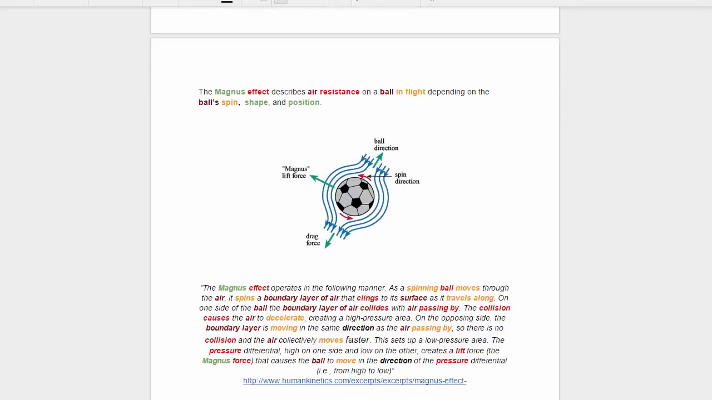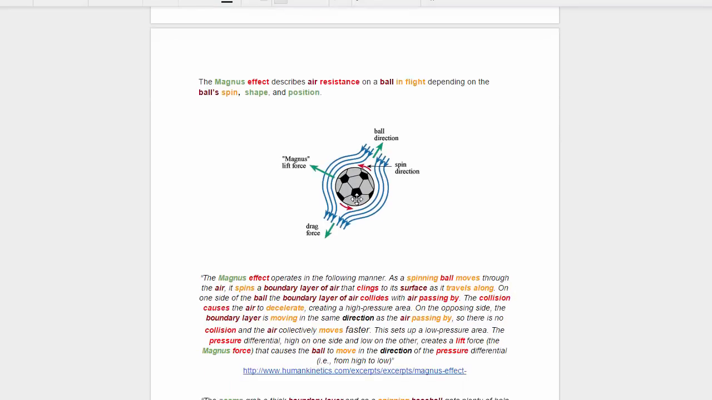So the Magnus effect operates in the following manner. This is semi-complicated, but say that this soccer ball is spinning in this direction, it has backspin. Magnus Force is going to lift it up, so it's going to give it greater lift. If it was spinning the opposite direction, it would be pulled down. We'll get into this in greater detail. Top spin causes the ball to sink.